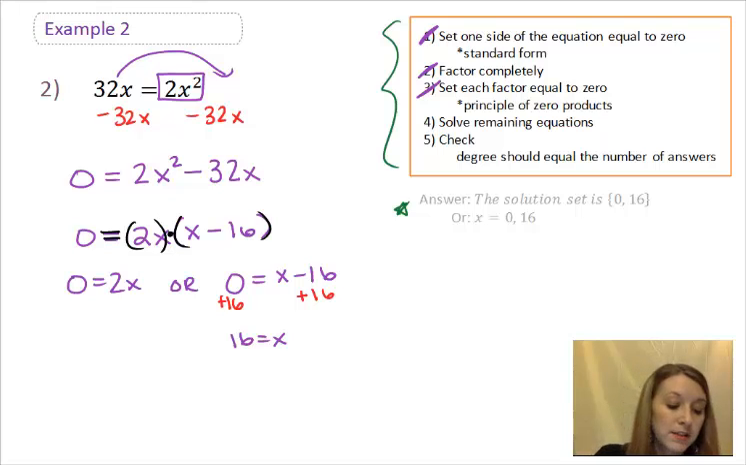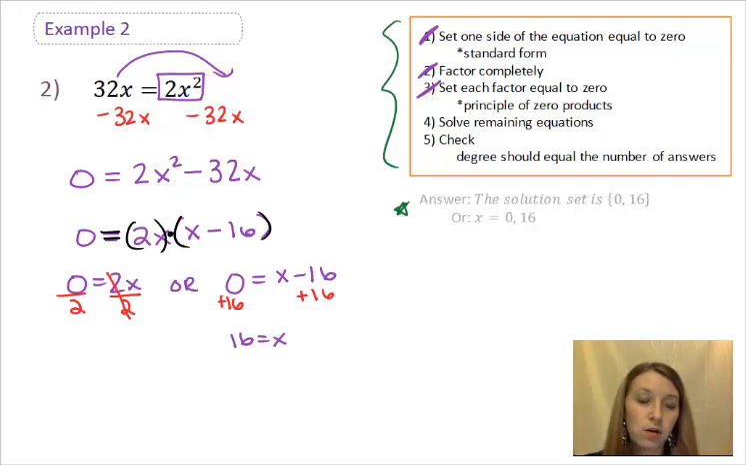On the left, to isolate that x, I divide by 2. Which cancels that 2 out on the right, and that leaves me with x is equal to 0 divided by any number is equal to 0. So I have my two solutions here.